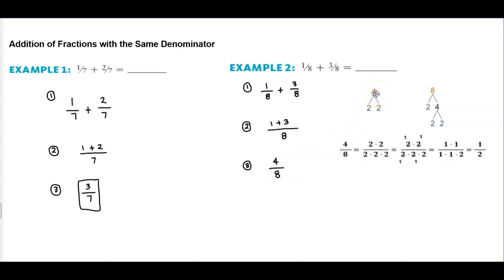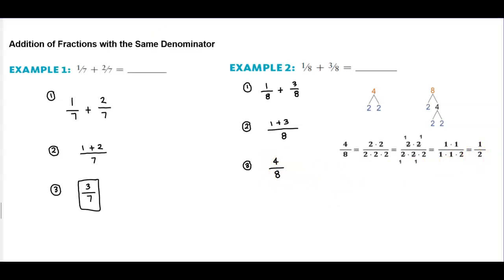So the prime factorization of 4 is 2 times 2. So we have 2 times 2 here. Prime factorization of 8 is 2 times 2 times 2. Now if you notice, there's a common 2 in the numerator, so one of those 2's gets crossed out, we have 1 remaining. And the same thing, another of those 2's gets crossed out. So in the numerator we have 1 times 1, and the denominator is 1 times 1 times 2, which is equal to 2.